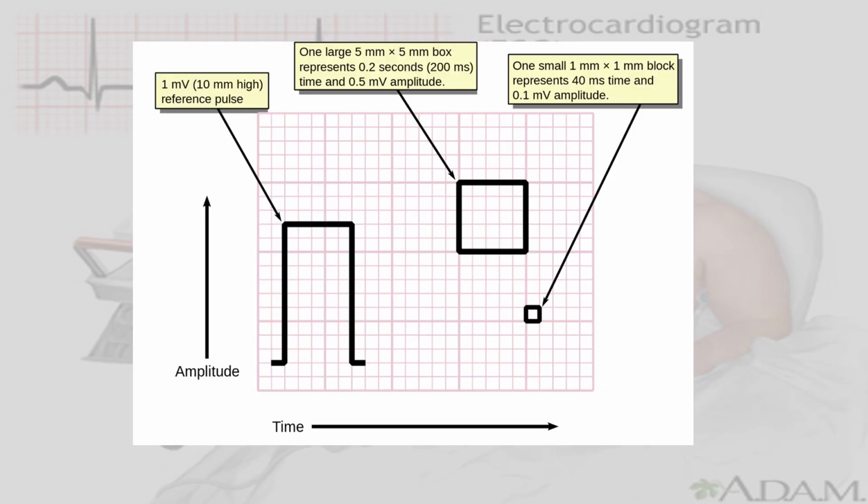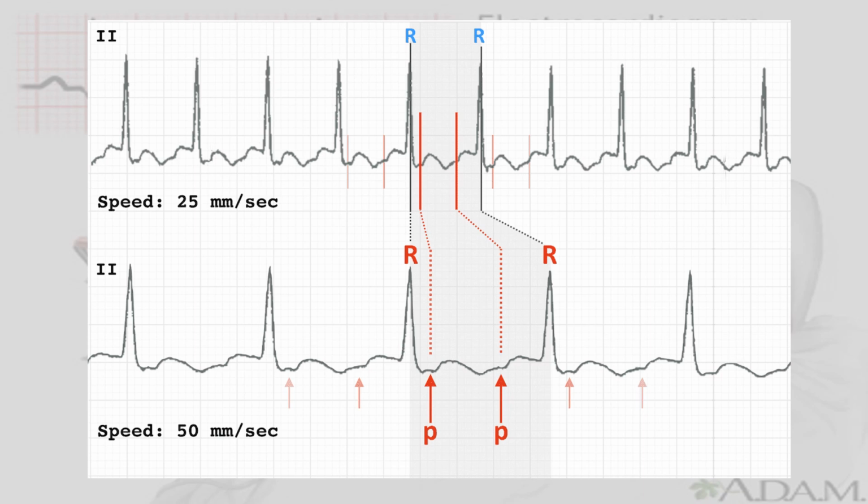So again, each small square horizontally is 0.04 second. The big square is 5 small squares, so it is 0.2 second. Vertically, each 1 millimeter is 0.1 millivolt. We call it 1 to 1. So 10 millimeters will be 1 millivolt. So vertically we are checking the amplitude, and horizontally we are checking the duration or time.